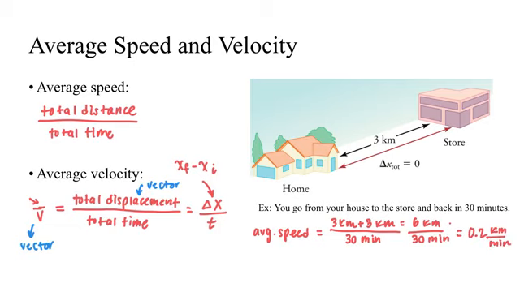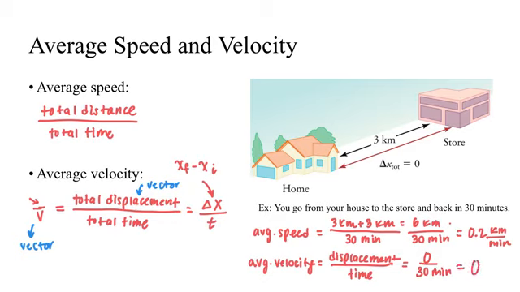But how about our average velocity? How do you calculate average velocity? That's going to be our displacement over our time. In this case, what is our displacement? Well, I begin at home and I end up back at home. That means the change in my position from beginning to end is 0. I begin and end in the same location. So to calculate my average velocity, that would be 0 displacement over 30 minutes. But 0 divided by anything is just 0. So my average velocity is actually just 0.